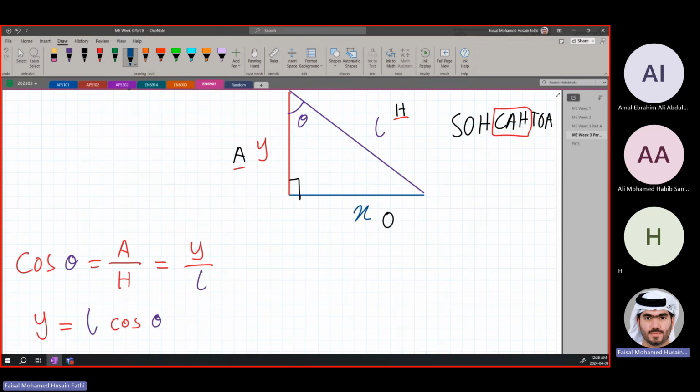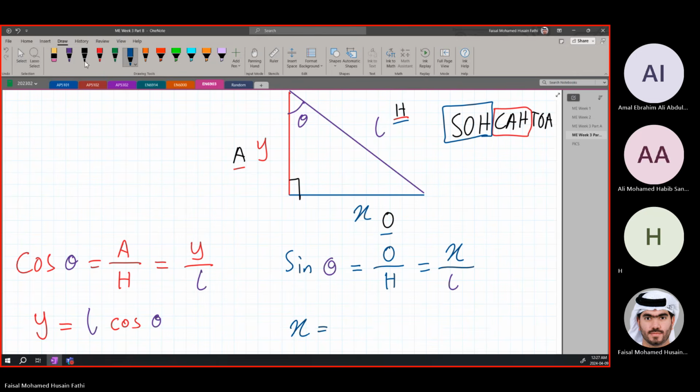So we need an equation of X and L. We have opposite and we have hypotenuse. What has opposite and hypotenuse? The sine. So sine of theta is equal to opposite over hypotenuse, which is opposite is X, over hypotenuse, which is L. If we rearrange this equation, we're going to get X is equal to L sine of theta. Okay.